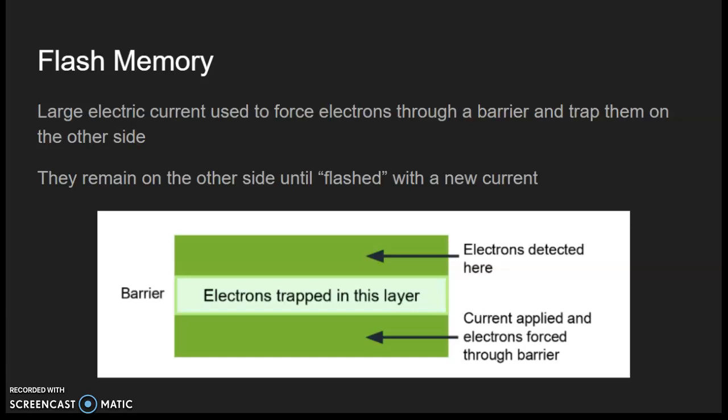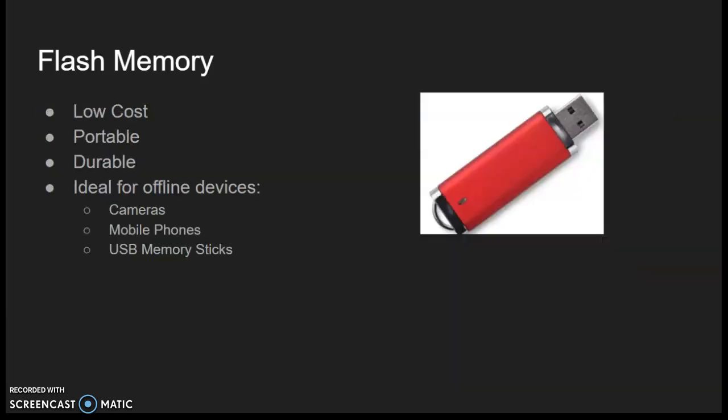But large electric current used to force electrons through a barrier and trap them on the other side. So that's how it moves its memory and its data, forces it through to the other side, and then kind of keeps it there. Something else, another current or whatever, kind of forces it there and keeps it there. So they remain on the other side until flashed with the new current. Again, you wouldn't be asked that kind of detail. But flash memory: low cost, very portable, durable.